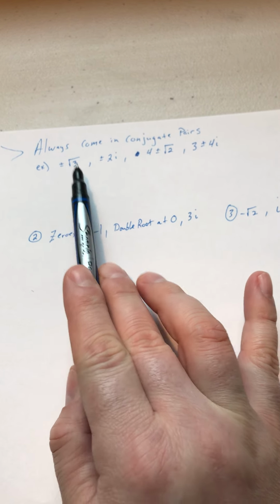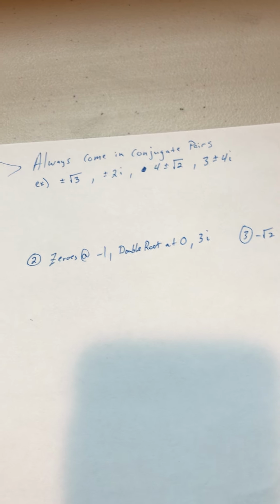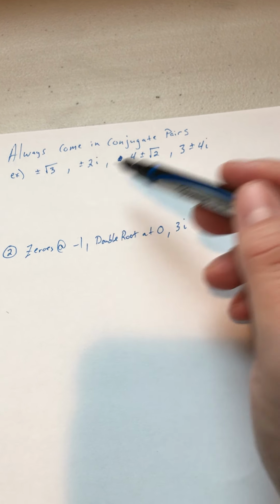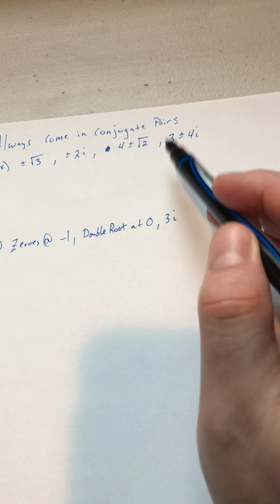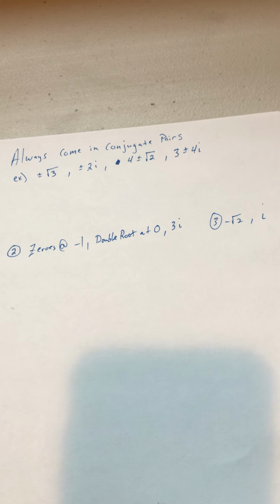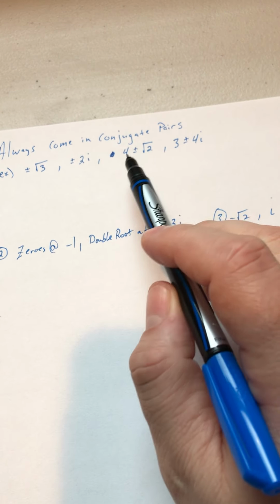Those would be an example of an irrational set of solutions there. Plus or minus 2i would be an example of an imaginary scenario. And then here we have another example of an irrational, and then here we have one of a complex solution. So they're always going to come in pairs, a positive and a negative one. Now note, the only difference is the sign in between.